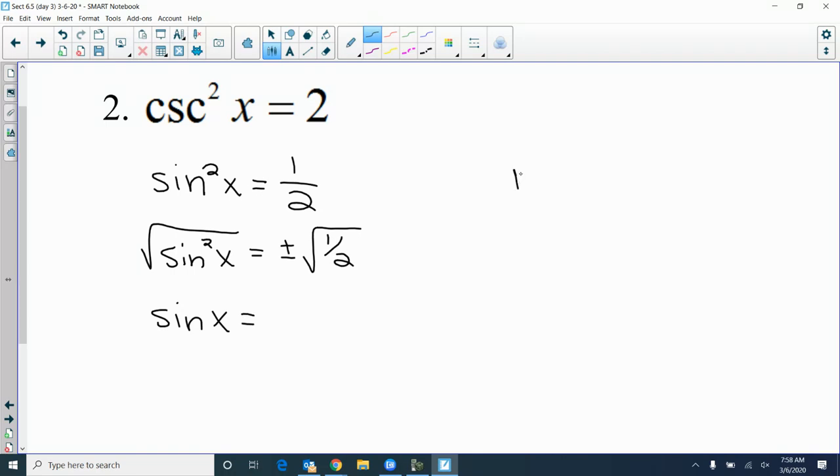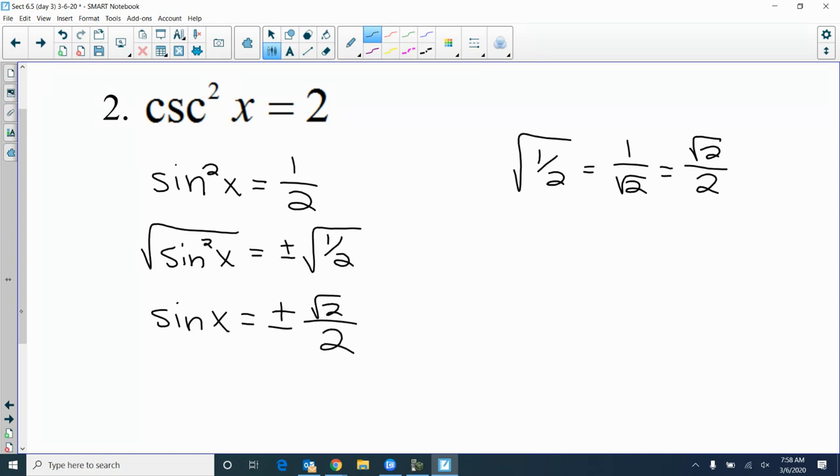Well, what's the square root of 1/2 simplified to? Well, that is 1 over the square root of 2 because square root of 1 is 1. And then what do we do? What do we get when we rationalize that denominator? We get square root of 2 over 2. So sine of x equals plus or minus square root of 2 over 2.